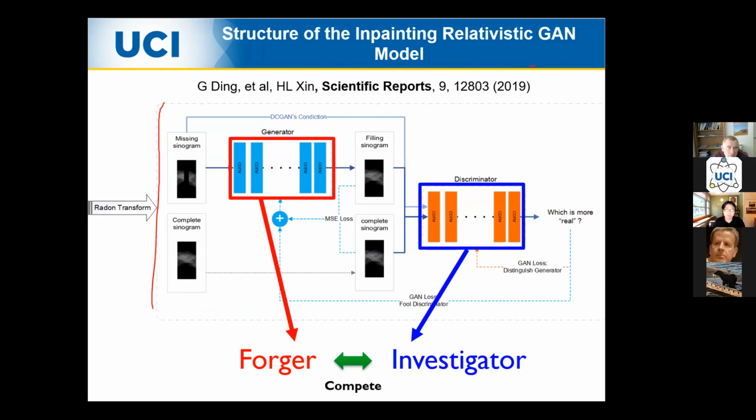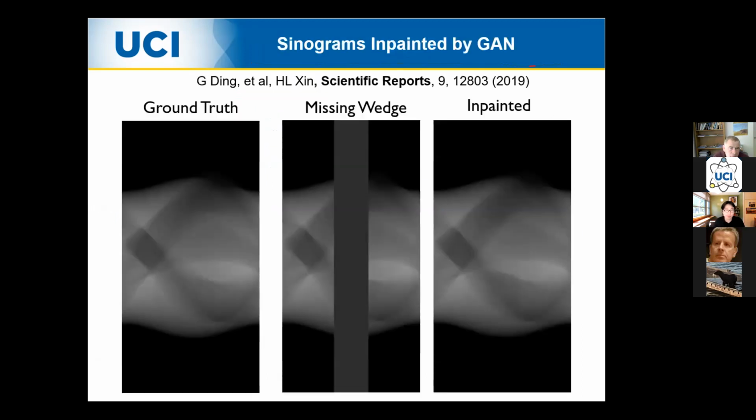In the previous examples I showed, we only have a forger network, a generative network. We don't have the competing network that helps the forger become better. But in this one, we added that. And then here we can in-paint the information that's missing. It looks pretty good by eye compared to this one.